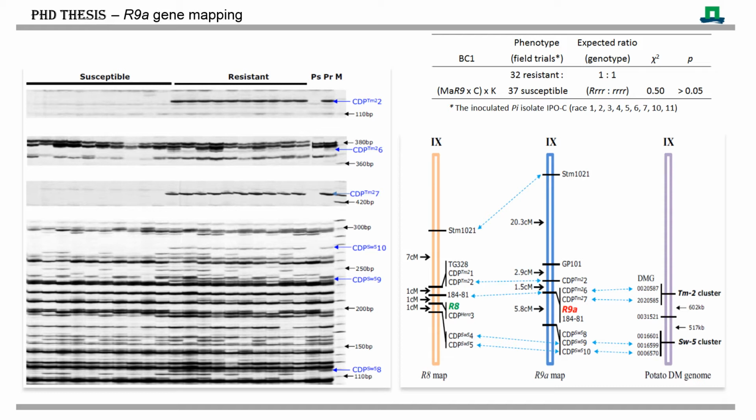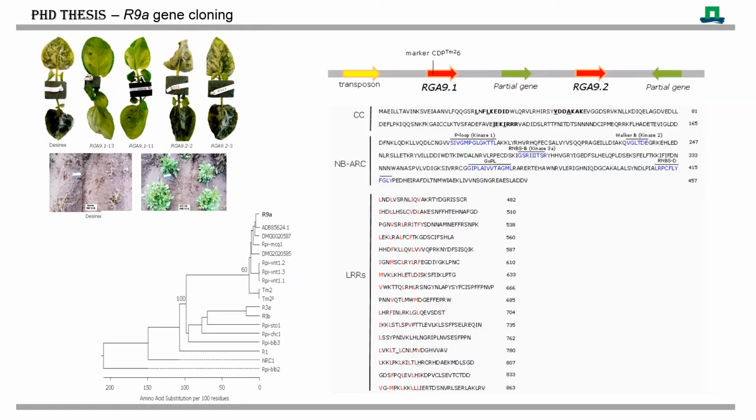The map position of R9 on the distal end of the long arm of chromosome 9 was confirmed using known PCR markers. Furthermore, CDP was performed and fully co-segregating CDP markers which had high homology to TM2 clusters could be found. A BAC library derived from the differential plant MAR9 was screened with co-segregating CDP markers. Based on sequence annotation of the complete insert of the CDP marker-containing BAC clones, NB-LRR type resistance gene analogs RGA9.1 and RGA9.2 were identified in one BAC clone.